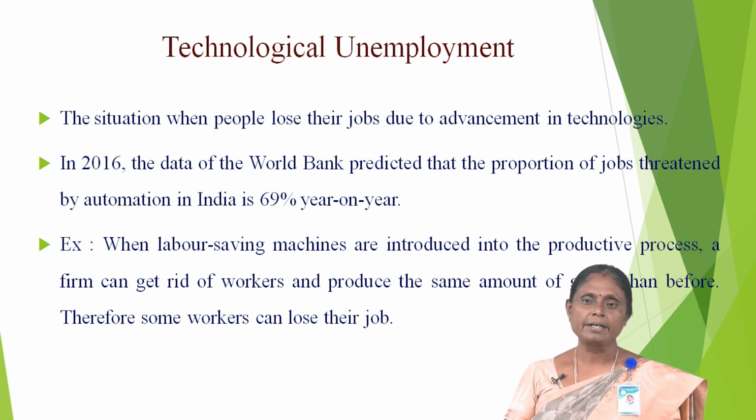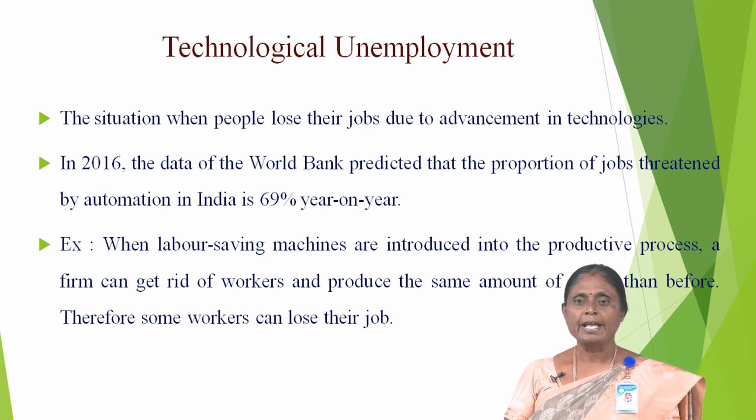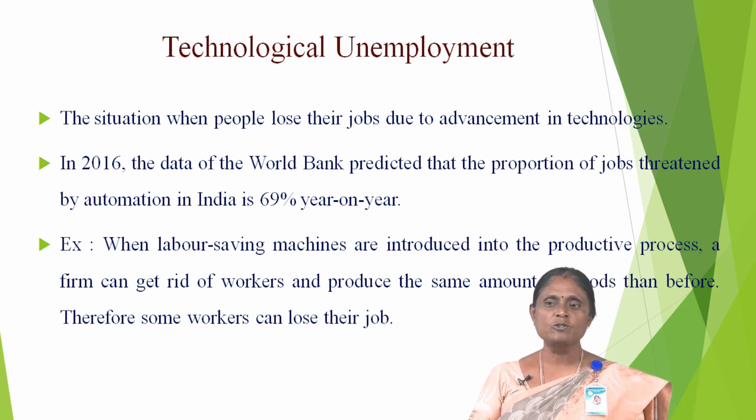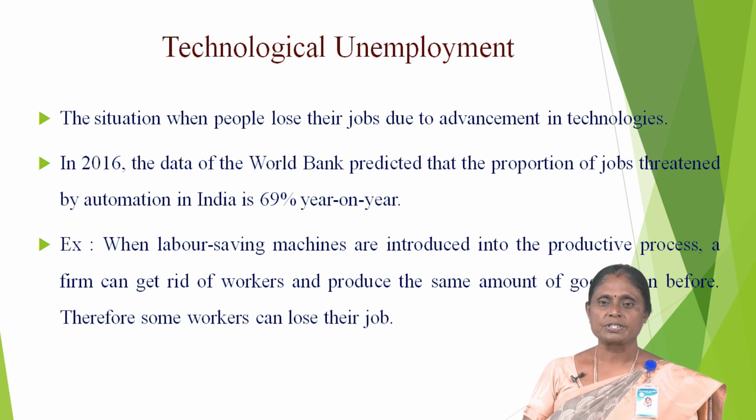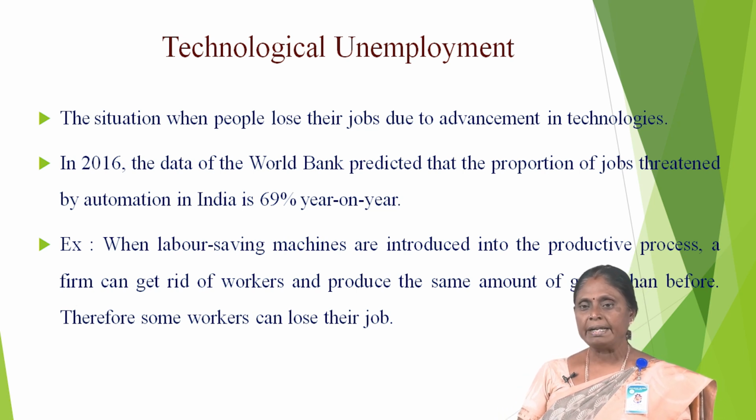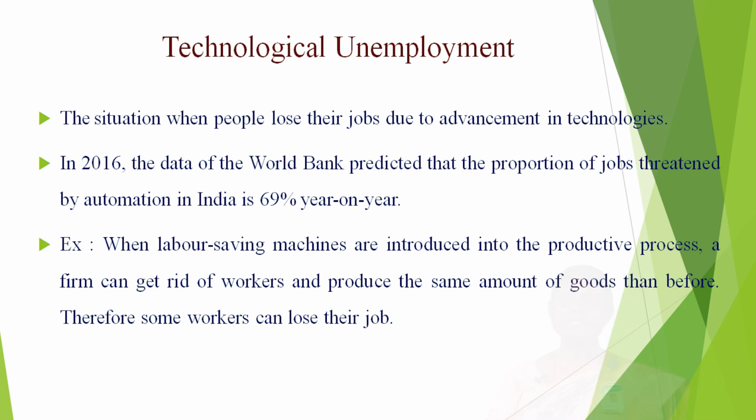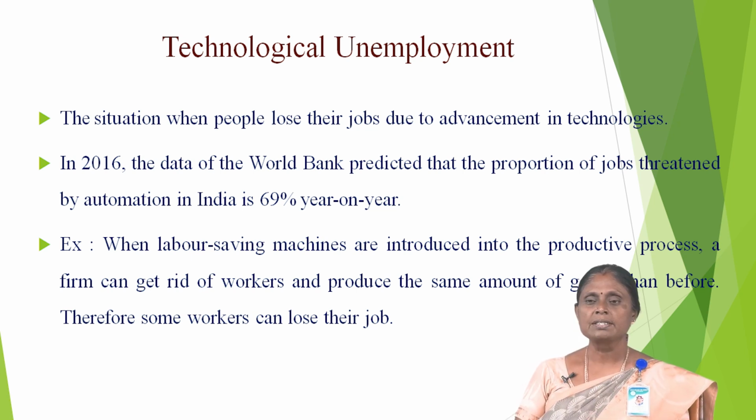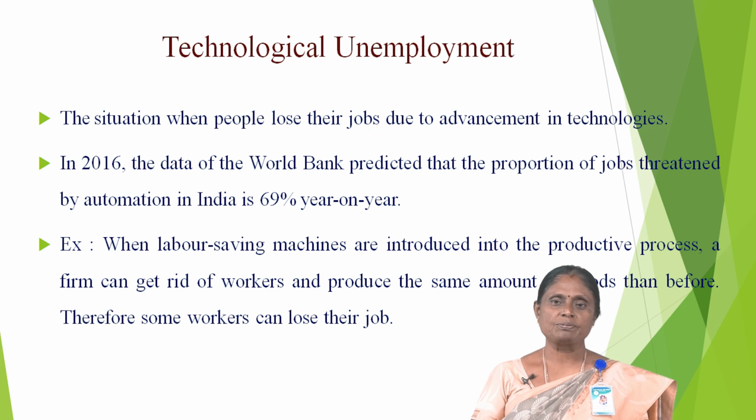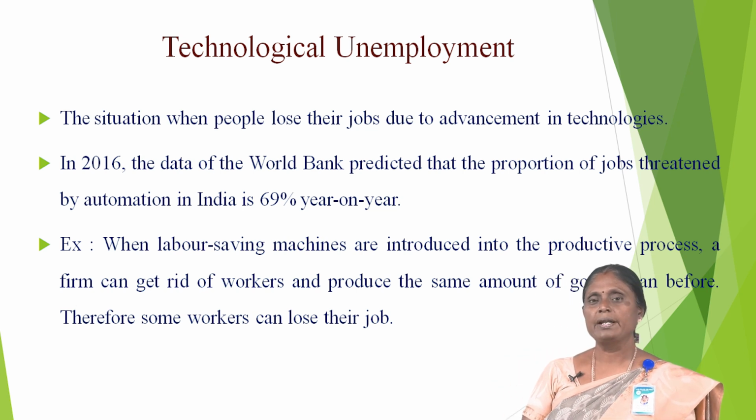For example, when labor-saving machines are introduced in the productive process, a firm gets rid of workers and produces the same amount of goods as before. Therefore, some workers can lose their jobs. That is called technological unemployment.